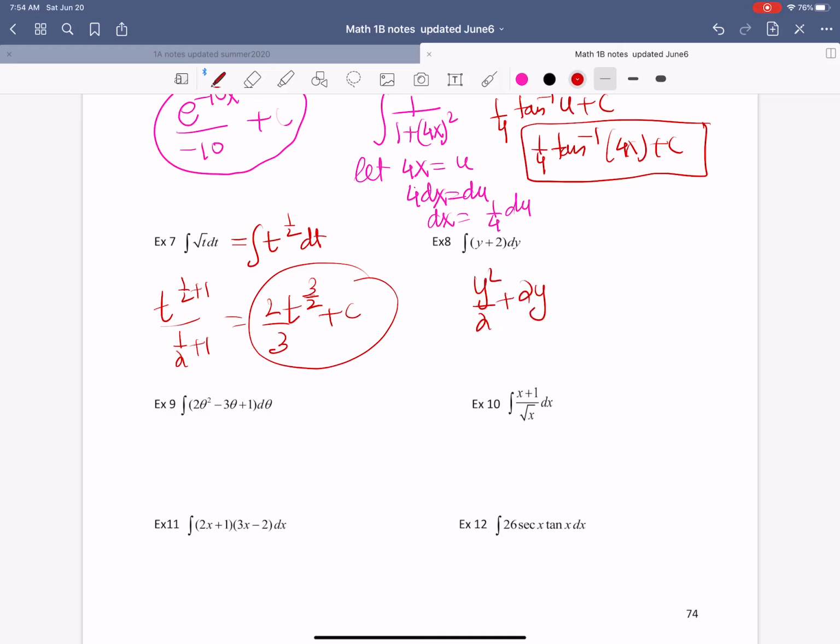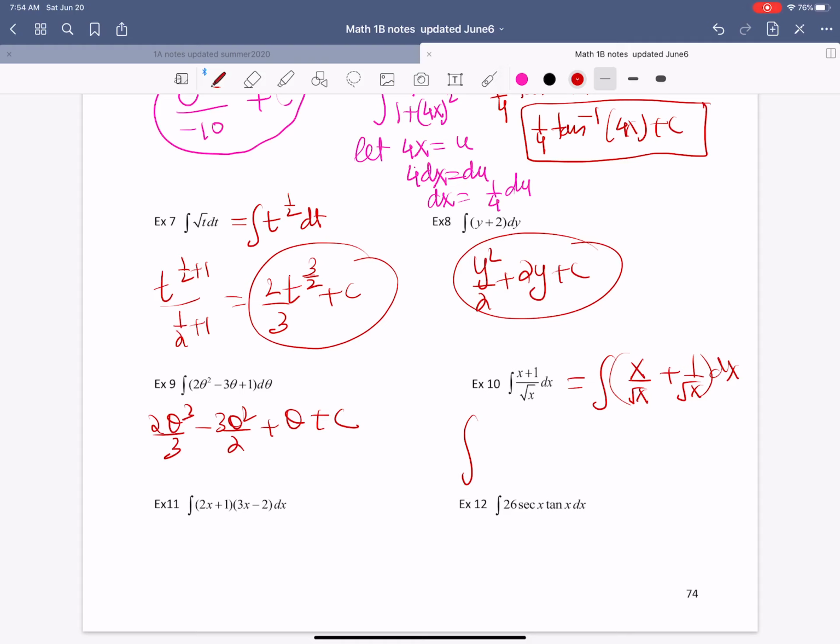The next one, there's no quotient rule for the integrals, but we can definitely split it into 2 fractions. And now x divided by square root of x, we can subtract the exponents. So that would become x to the power 1/2 plus x to the power negative 1/2 dx. And that would turn out to be, after doing integration, 2/3 x to the power 3 over 2 plus 2 times x to the power 1/2 plus a c.